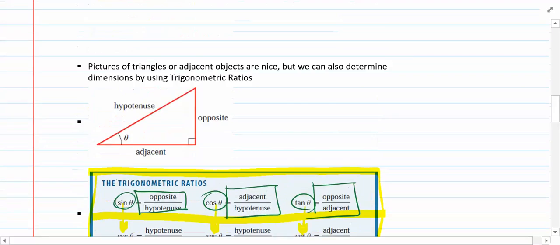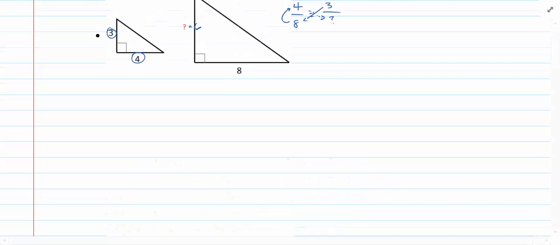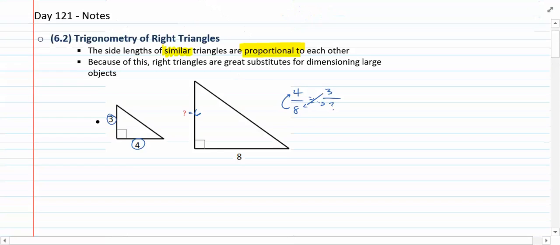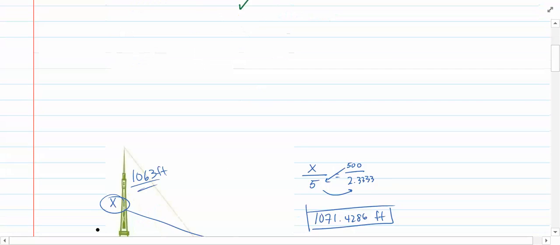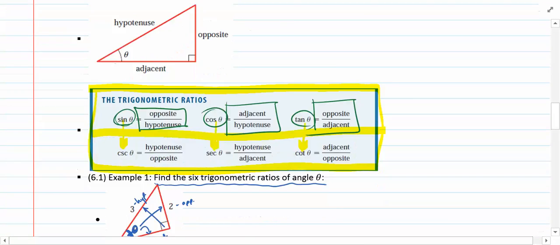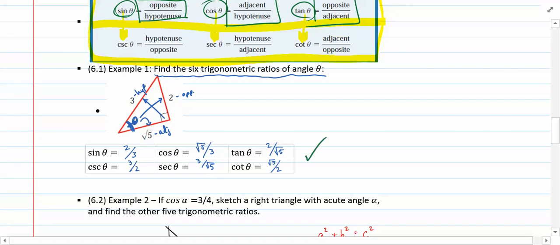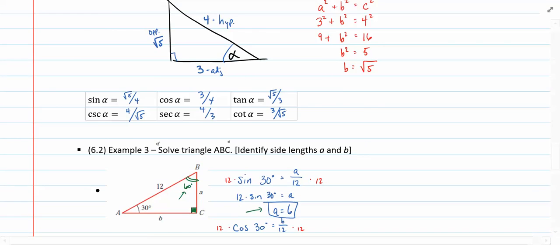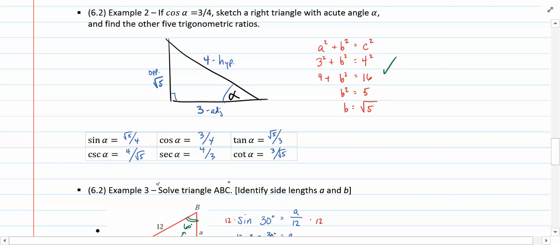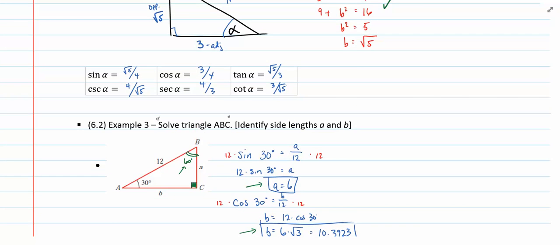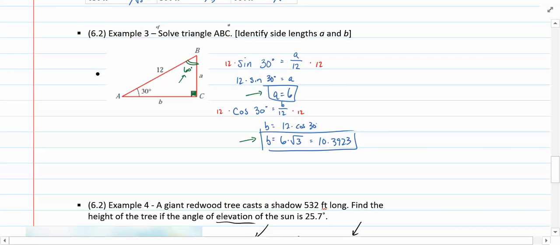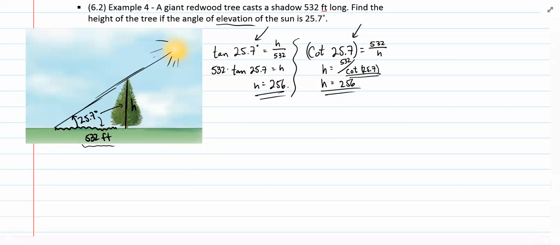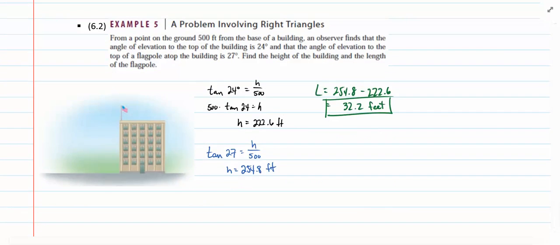If this is a review for you and you've seen all of this before, then please make sure that you're comfortable with each of these different types of calculations. We can use proportions in right triangles. We can use the trig ratios and identify the ratios. We can use the Pythagorean theorem to find missing side lengths of a right triangle. We can solve a right triangle by finding all side lengths and missing angle measures, and then we can start to apply these rules to real-world problems as well.